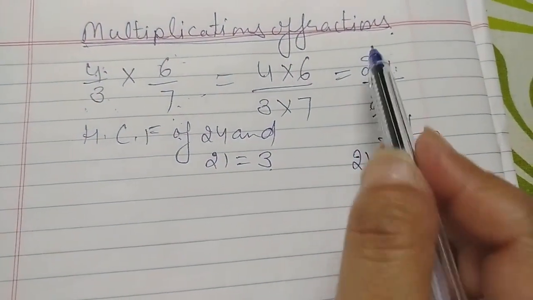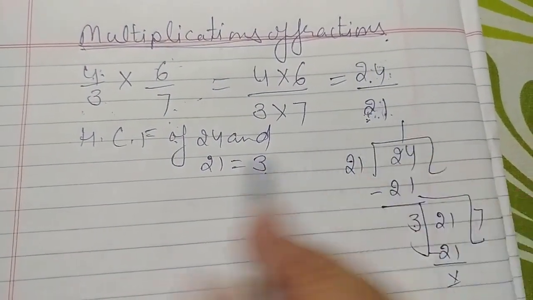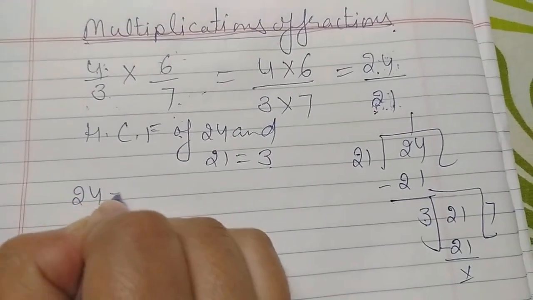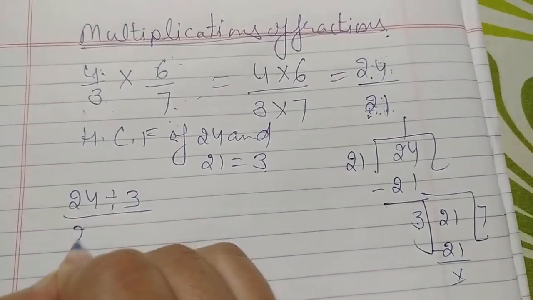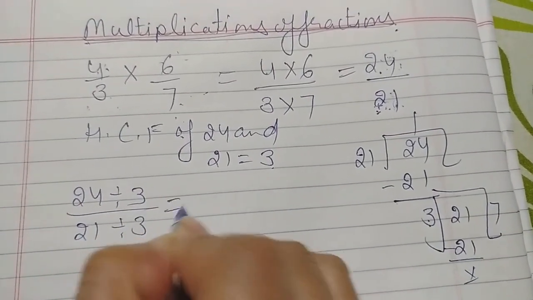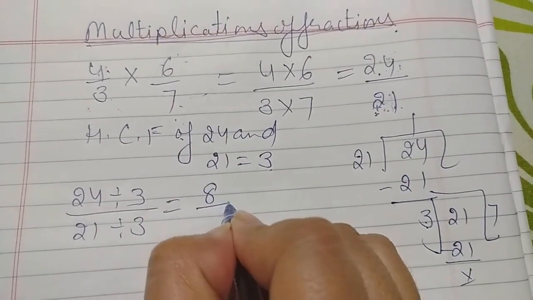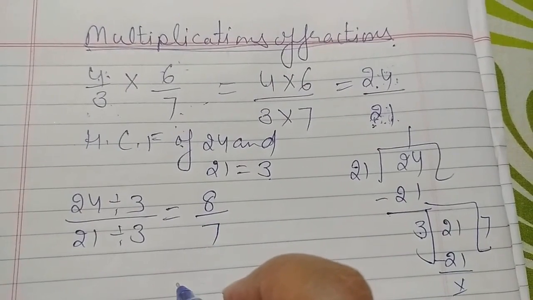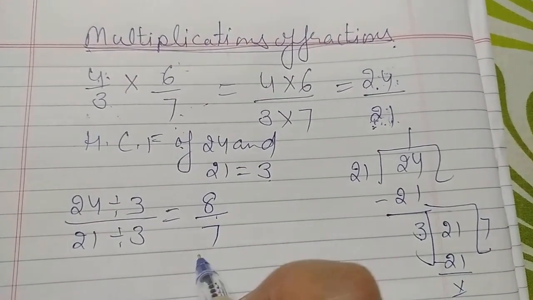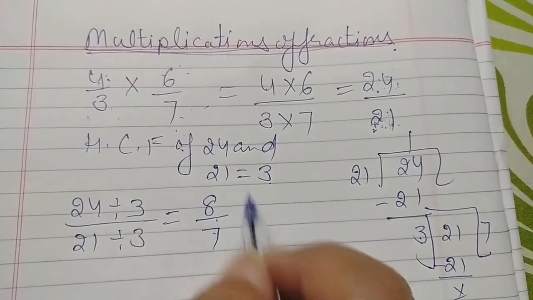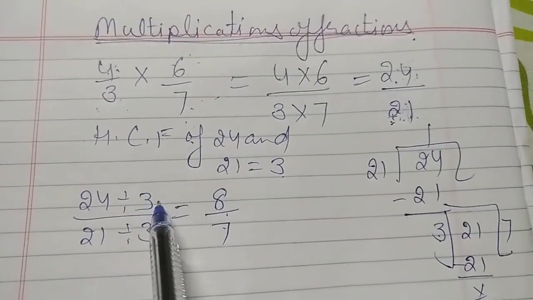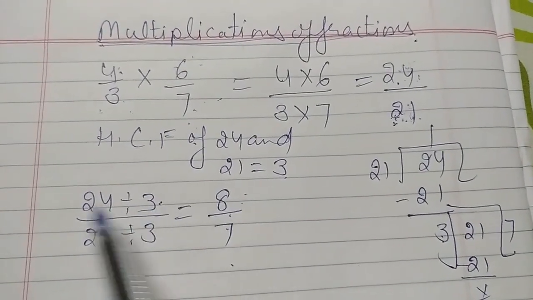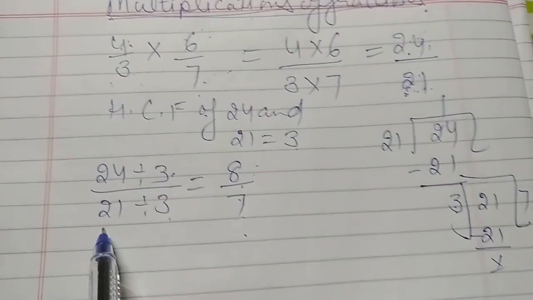Now you have to divide both numerator and denominator by 3. 24 divided by 3 and 21 divided by 3 is equal to 8 by 7. Yes, that gives you 8 by 7. Still, that is an improper fraction. 3 8s are 24 and 3 7s are 21.